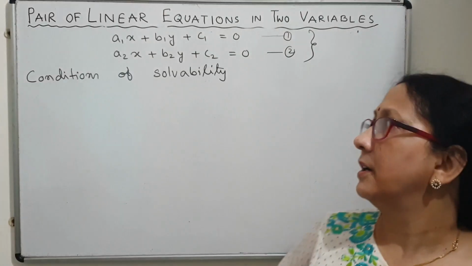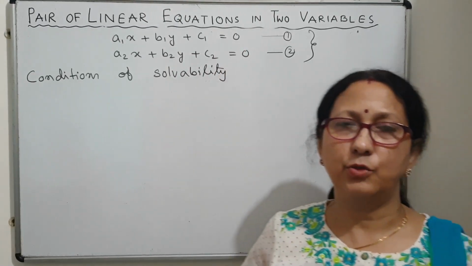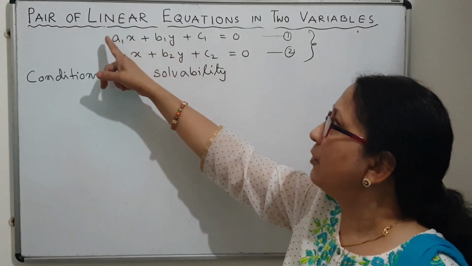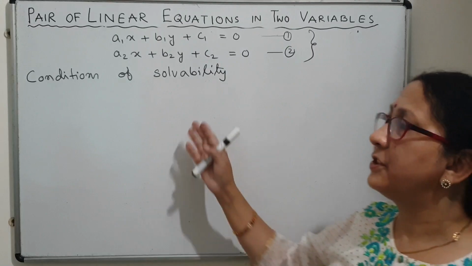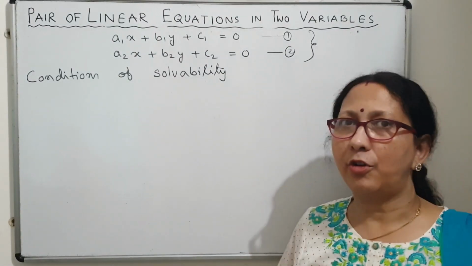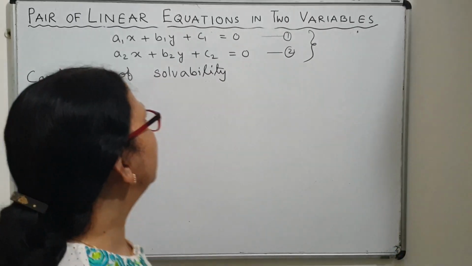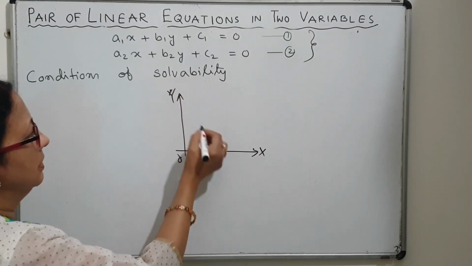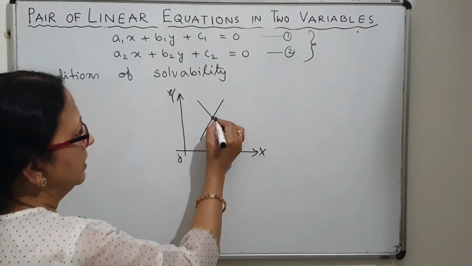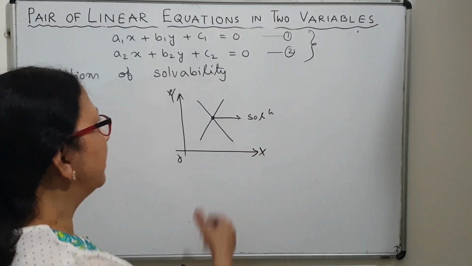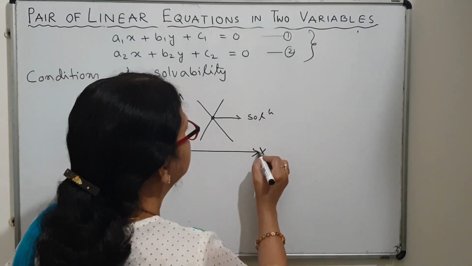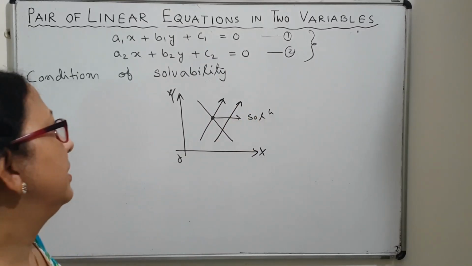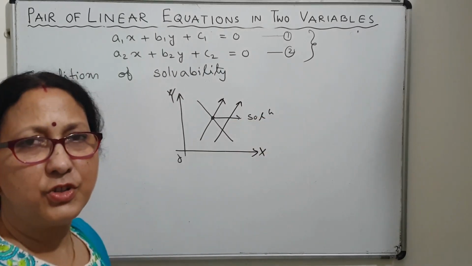Okay, now I will discuss the conditions of solvability of a pair of linear equations in two variables. Now we have seen that when a pair of linear equations is represented as graphs, we get a solution from their common point of intersection. Suppose there are two graphs on a Cartesian plane. If the graphs intersect, then easily we can get the solutions. But if the graphs don't intersect, if they are parallel like this, then they will never meet. So when the graphs are parallel, there will be no solutions because they will never intersect.